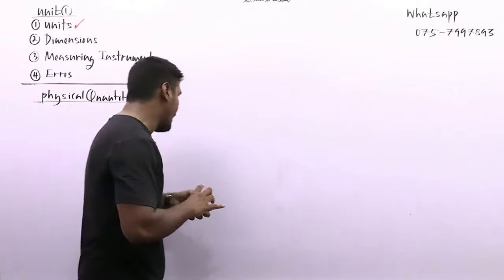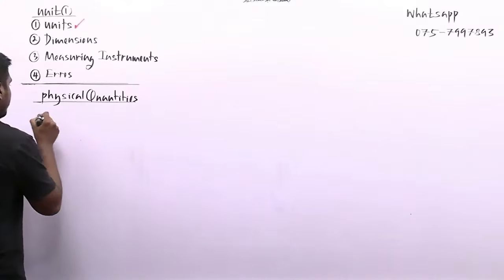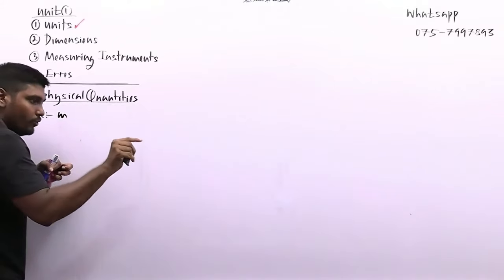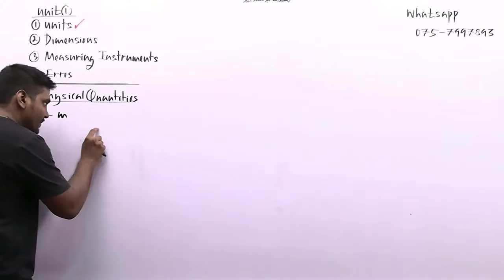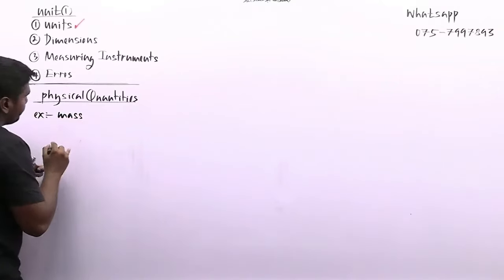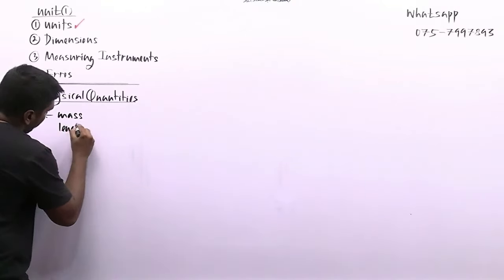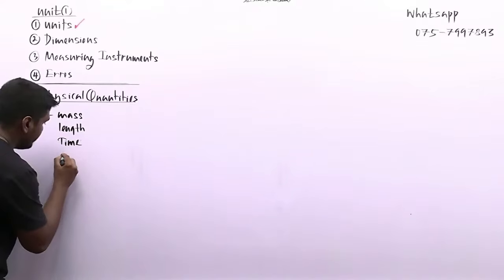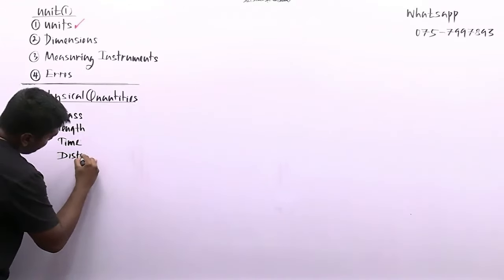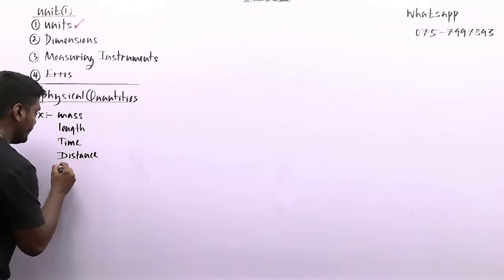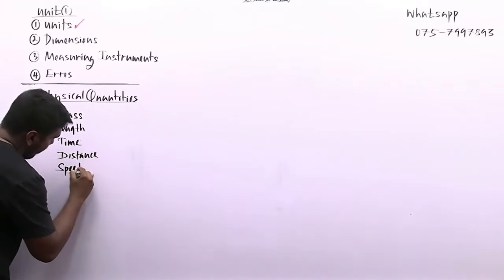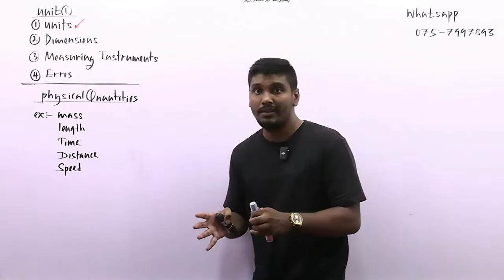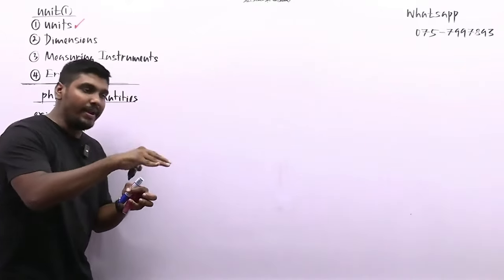So give some examples of physical quantities. Plenty of examples are there. Number one is mass. In the space below, write down mass, length, and time, they all are physical quantities. And speed, distance, displacement, acceleration, velocity, density, pressure, force, energy, linear momentum.